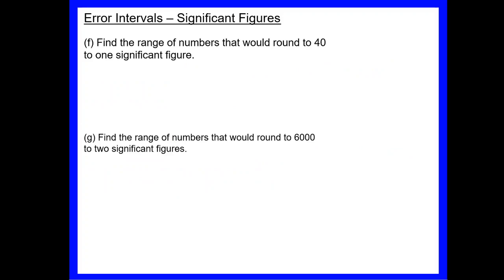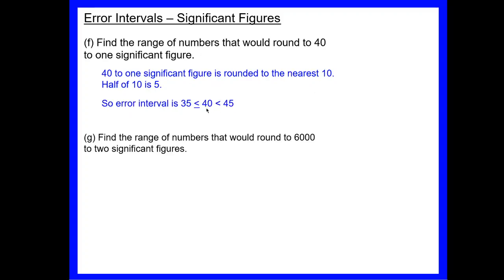All right, next we're going to have a look at significant figures. Remember, to round to one significant figure, we simply round to the first digit. So that means this number was rounded to this digit here, which is the 4, which is in our tens column. So it's been rounded to the nearest 10. Our rule is, remember, if it was rounded to the nearest 10, then we half that. Half of 10 is 5. If I subtract 5 from 40, I get 35. If I add 5 to 40, I get 45.